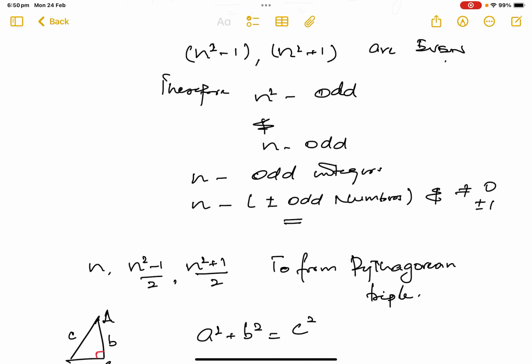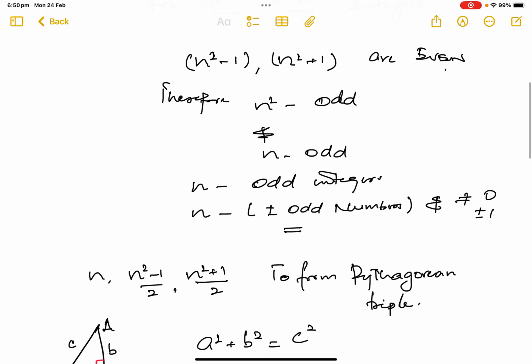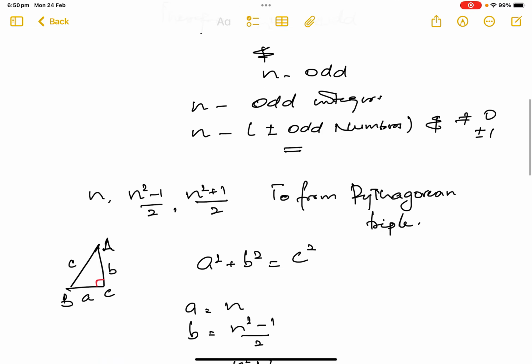But n should not take 0. If it's 0, then n squared minus 1 will be negative, and again it will be a fraction. And for plus 1 and minus 1, the first one, n squared minus 1, will be 0, so it is not a positive integer. Therefore, n can't take 0, and can't take plus or minus 1. But apart from that, n is an odd number.